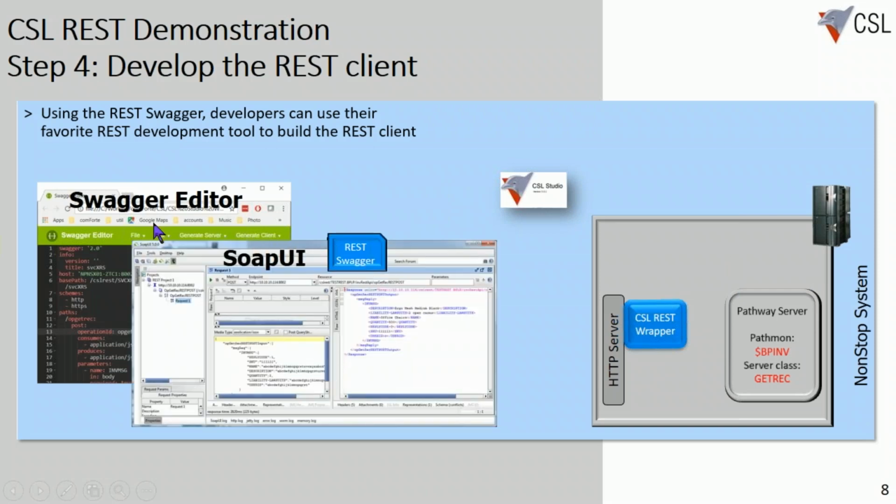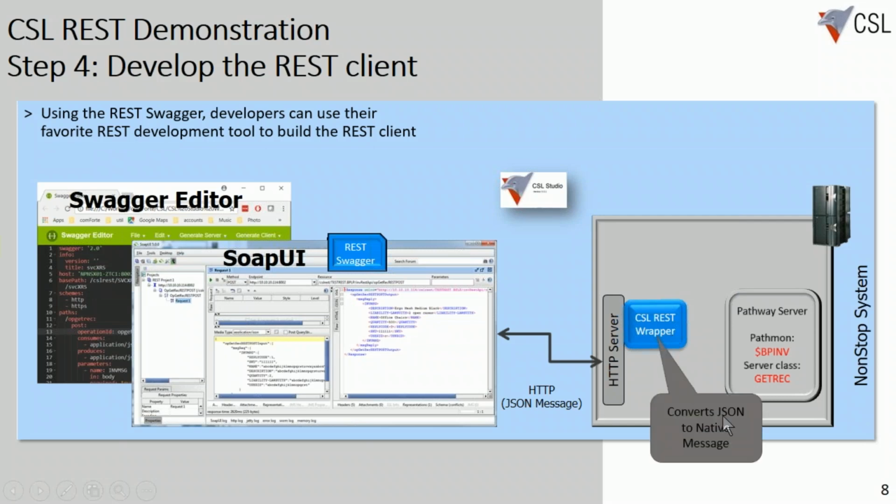And these are both very broadly used tools in the open environment for interfacing with RESTful services. So I'm going to use those to construct a client that's going to send a message across. Our REST wrapper will then convert from the JSON payload into the Pathway binary message, send that through to the Pathway server, and then hopefully we'll get a good response back. So let's do that. I want to first bring up SOAP UI.